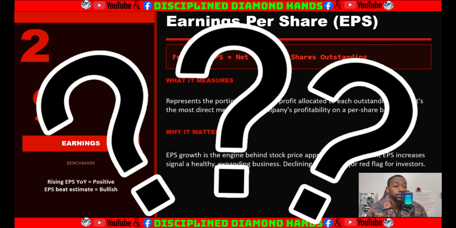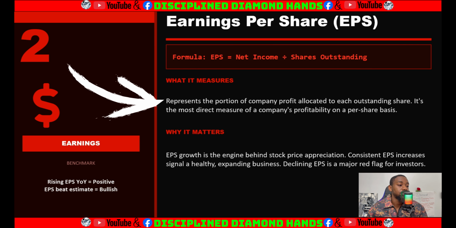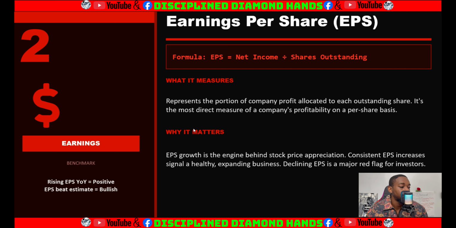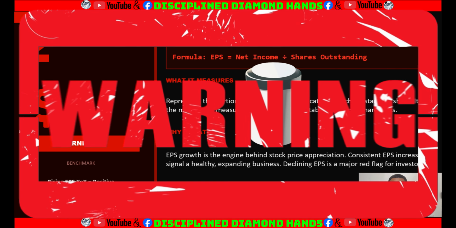What is earnings per share? Earnings per share represents the portion of a company's profit allocated to each outstanding share. It's the most direct measure of a company's profitability on a per share basis. Why it matters? Because EPS growth is the engine behind the stock price appreciation. Consistent EPS increases signal a healthy, expanding business. Declining EPS is a major red flag for investors.